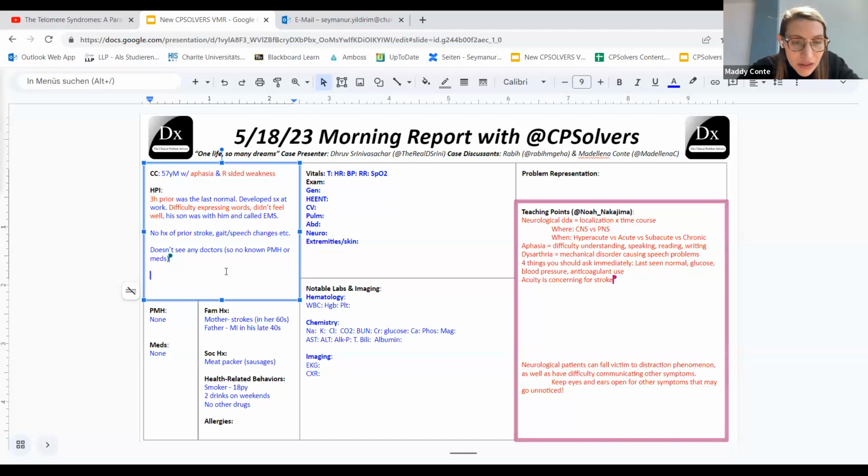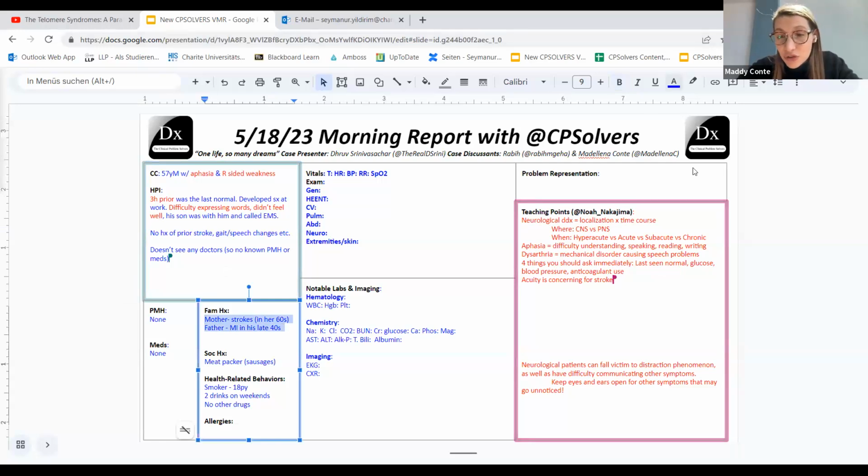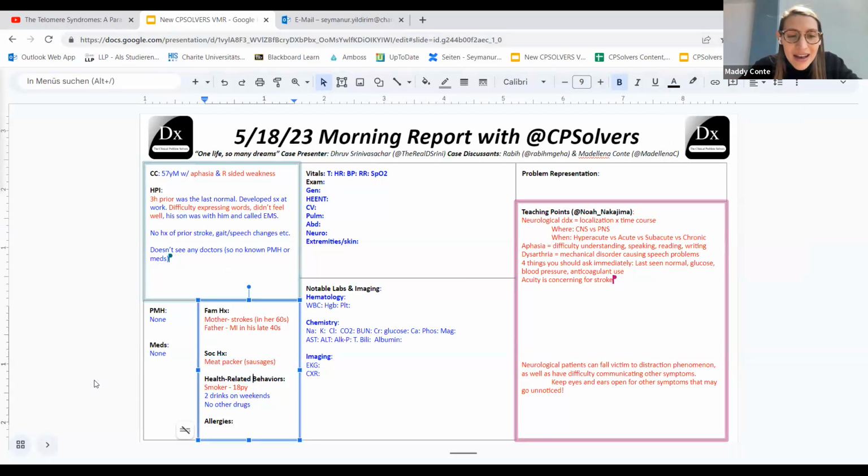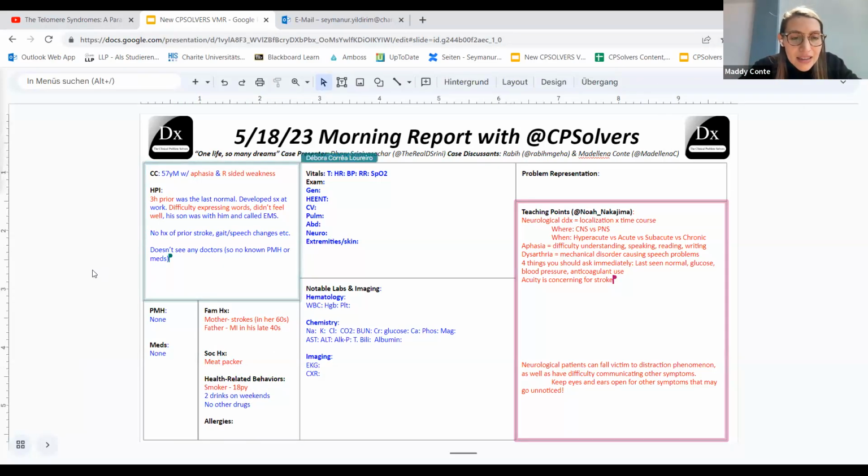But the information we do have, it sounds like he does have a smoking history, which we know is a risk factor for strokes. So that just further puts my concern there. And then you gave the family history about a mother with strokes and a father with an MI in his late 40s, which is on the earlier age. So all of this is to say that I'm concerned about a stroke here. As we said, the blood pressure would be important. We would want to get him a non-contrast CT scan. And the additional information that we got further supports that concern.